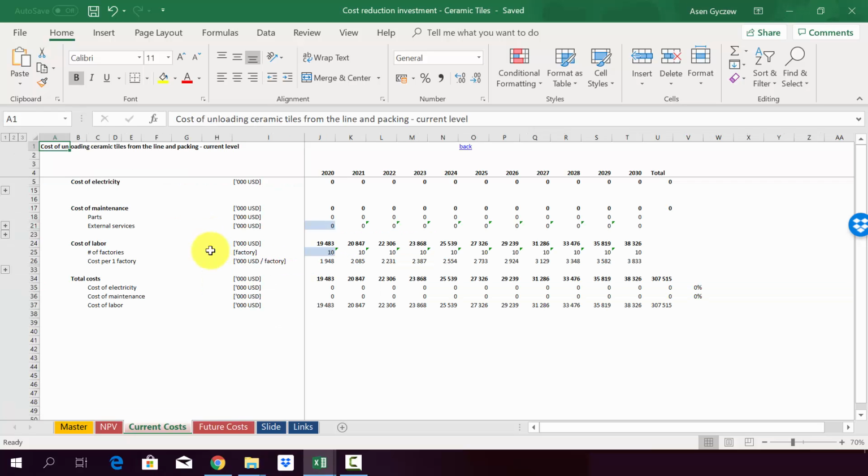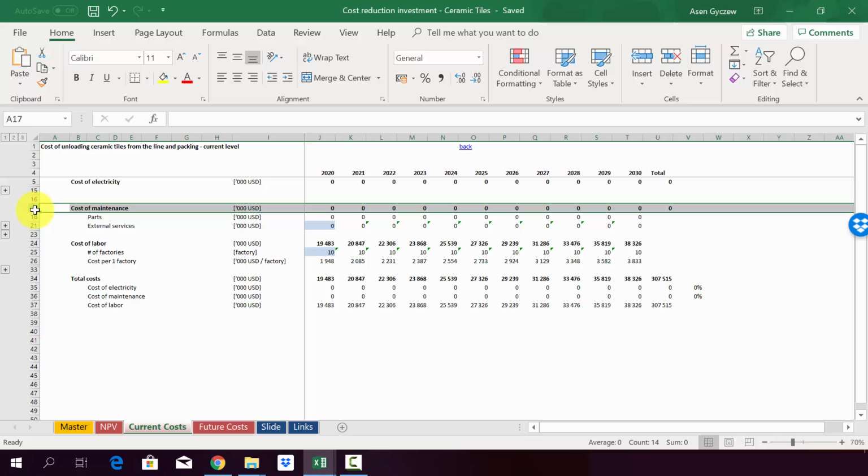So let's go to the first sheet. Here you will see that we have prepared a universal sheet we're going to use for both future and current costs, but they will have different values. Since we currently use a manual solution, there is no electricity, so it's zero, and no maintenance, so it's zero. So then we just have a cost of labor.